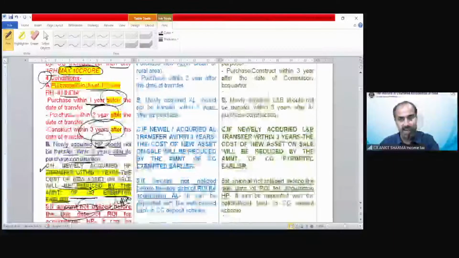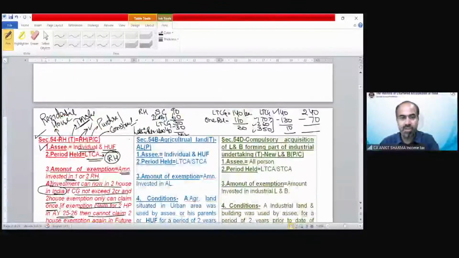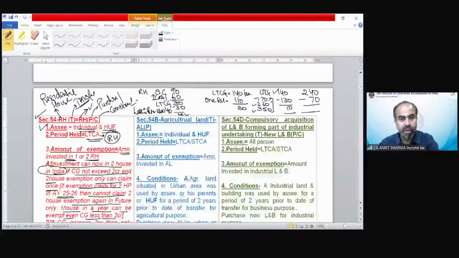Fine. So we have gone through section 54 to understand the concept, how we need to calculate the capital gain, etc. Now the next exemption is section 54B. If we have gone through section 54 properly, then 54B is going to be very easy. How? Because in section 54B, the transferred asset needs to be agricultural land. In section 54, we have to transfer a residential house, and in section 54B, we have to transfer agricultural land.